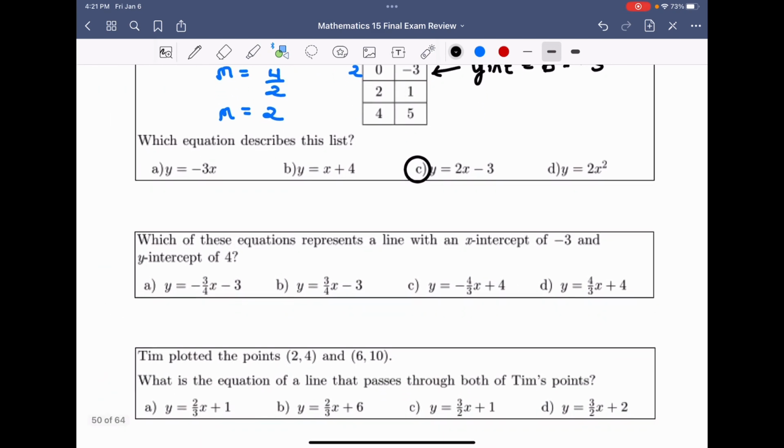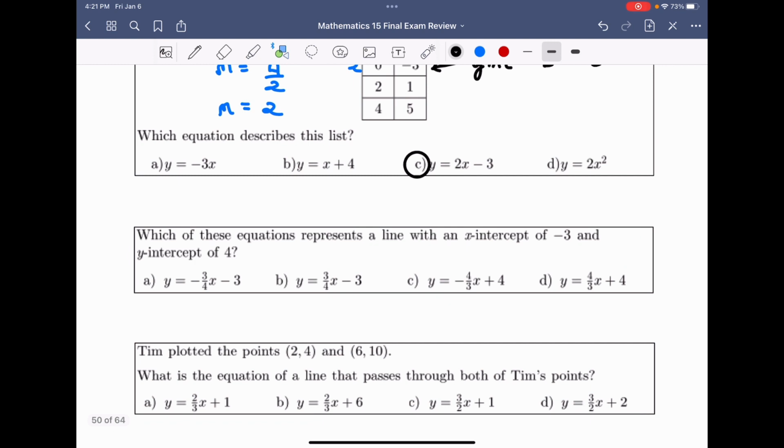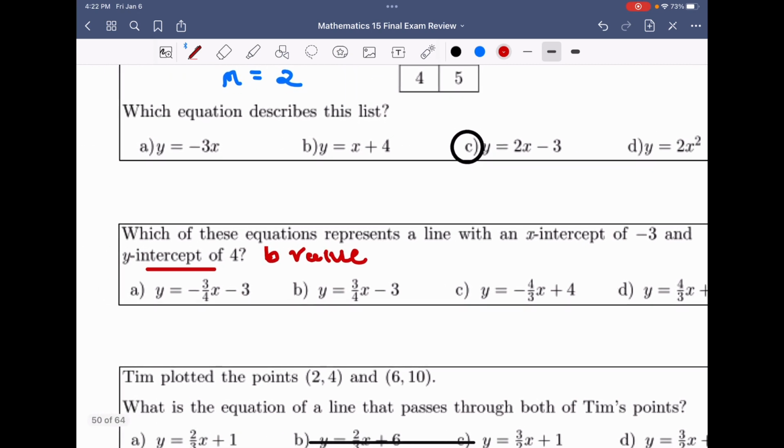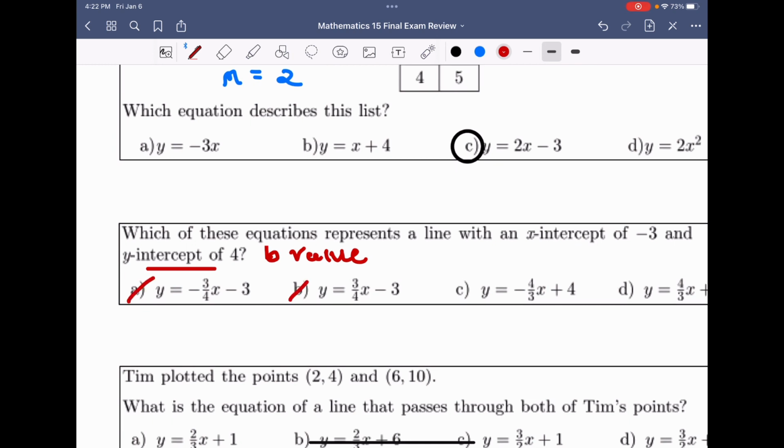All right, which of these equations represent a line with an x-intercept of -3 and a y-intercept of 4? Well, right away, an x-intercept is more algebraic. A y-intercept, though, we know is symbolized by the b value. So when we look at any of these equations, we need to look for the one that has a +4 for the b value, meaning these two answers are gone right away. Their b values are -3. So if they have a b value of -3, which is their y-intercept, that's not true.